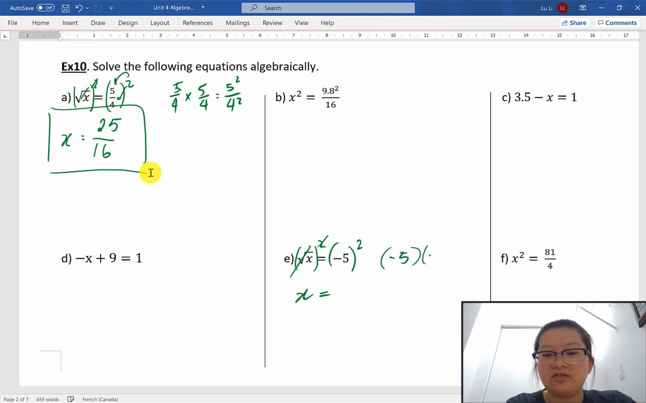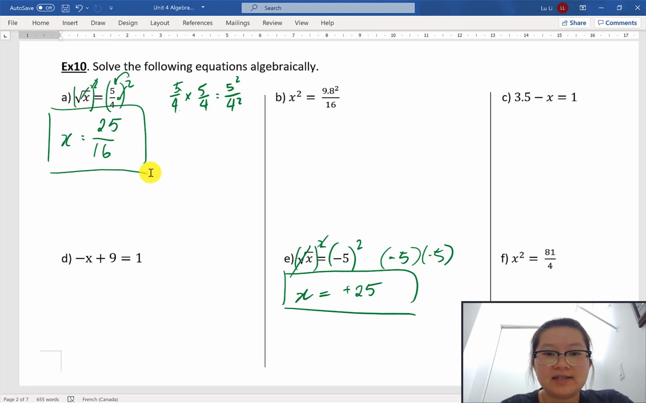-5 squared is just -5 times -5. And we know that 5 times 5 is 25. And since I have two negatives multiplying each other, I get a positive number for my final answer. So I get positive 25. You don't need that positive sign there. It's just to show you that it's a positive number. Okay, so that's it. That is for E.